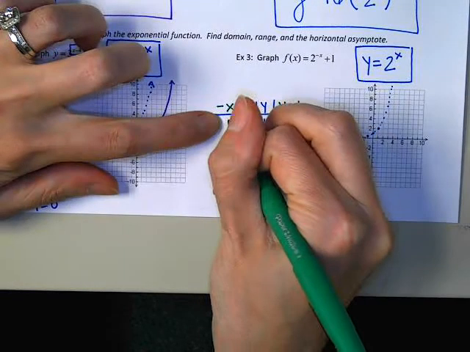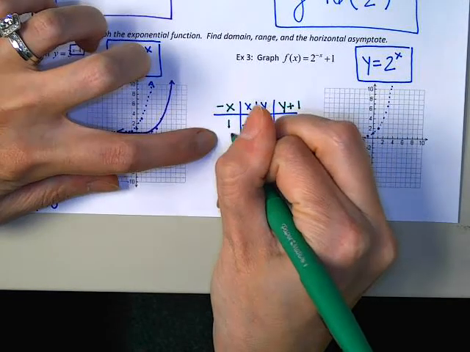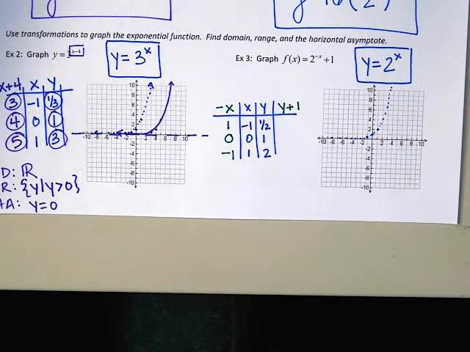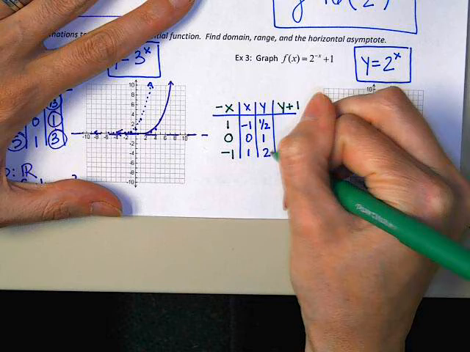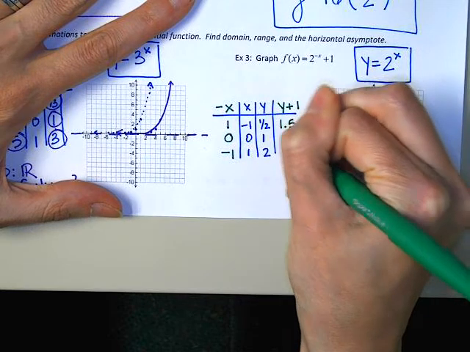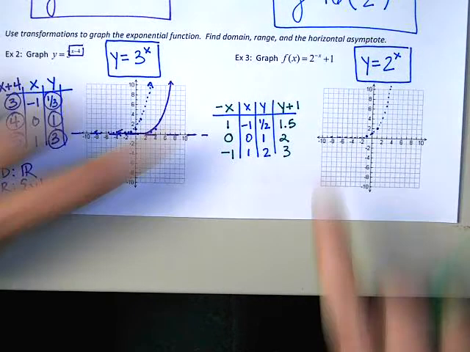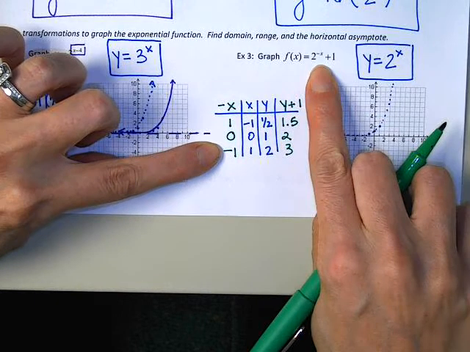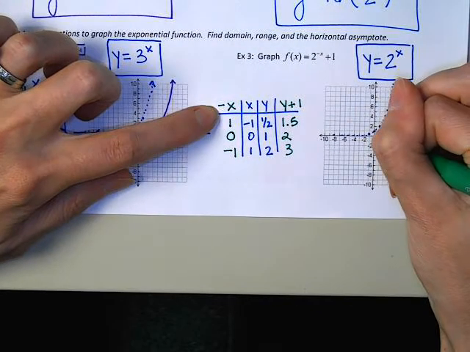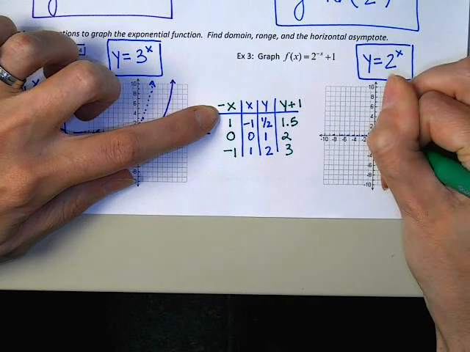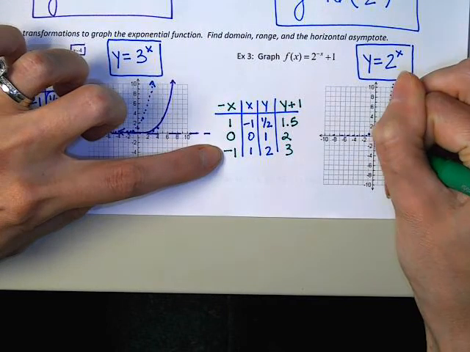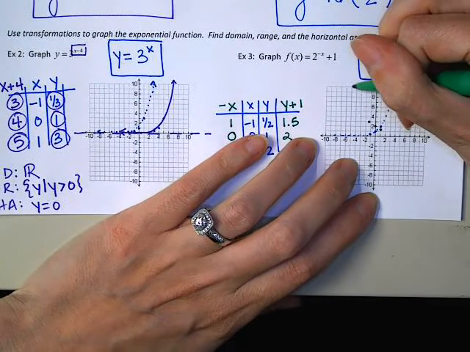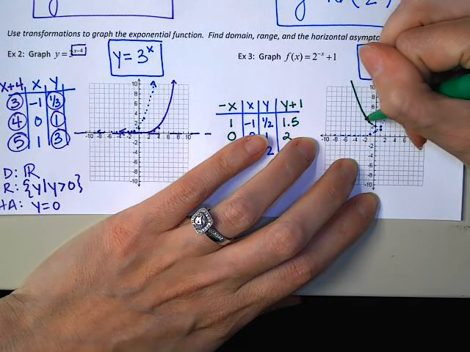So this guy's now +1. A -0 is still a 0, and this 1 is now a -1. And then if we add 1 to all of our y's, this is 1.5, 2, and 3. And these greens, that's going to be our new ordered pairs for the function that we want to graph. So 1 comma 1.5, 0 comma 2, and -1 comma 3. Okay, so if we connect the dots here.